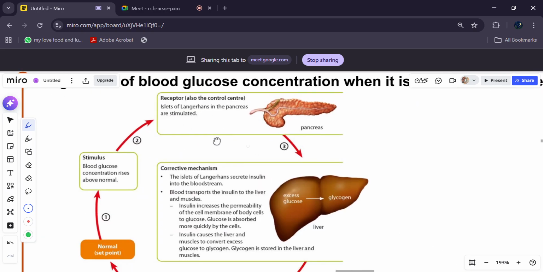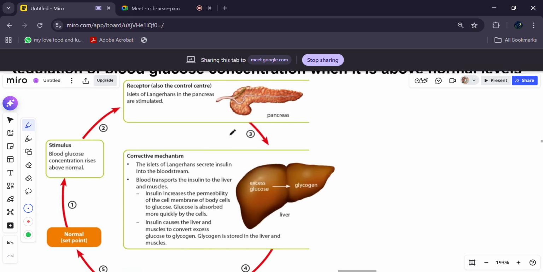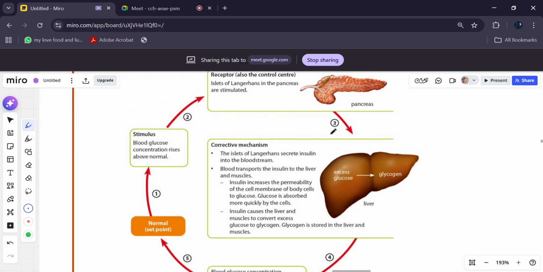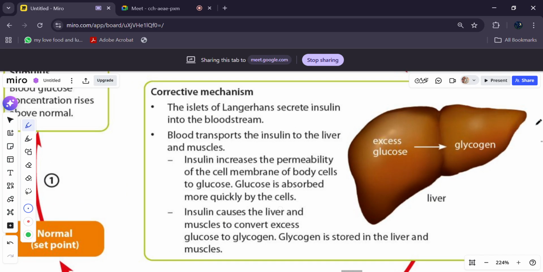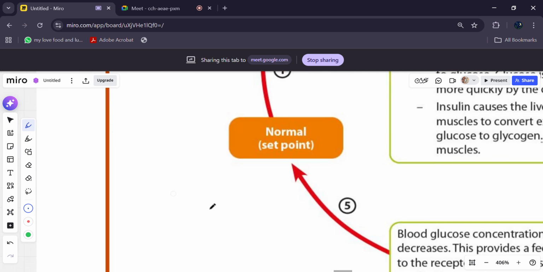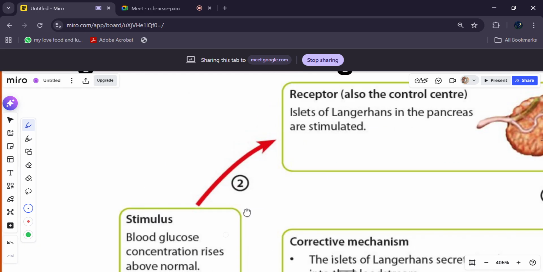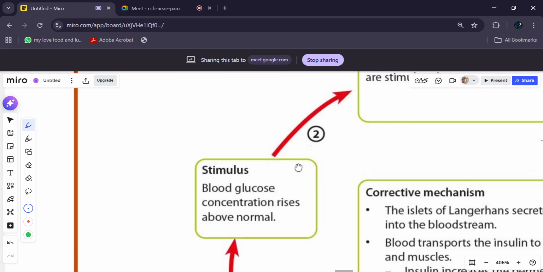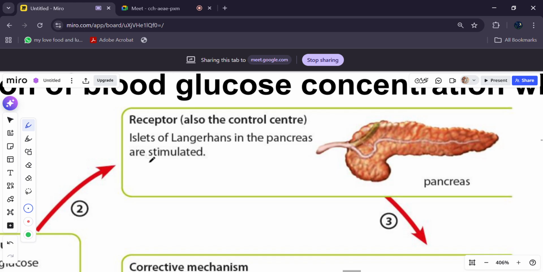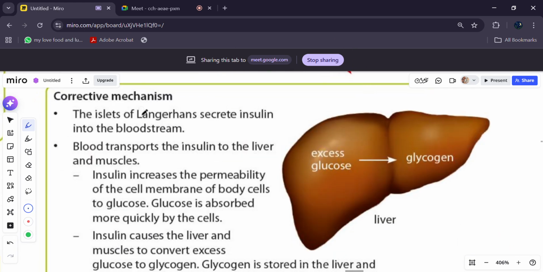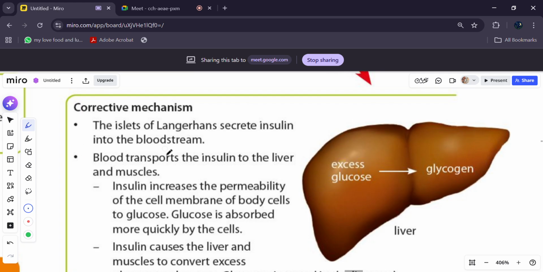So what happens when there's a very high amount of glucose concentration in our blood? Here you can see this is the normal set point. And then let's say someone eats something sugary. The blood glucose concentration rises above normal. This is considered the stimulus, the change made in our body. The receptor, also known as the control center, which in this case is the islets of Langerhans in the pancreas, are stimulated. From there, the islets of Langerhans secrete insulin into the bloodstream.